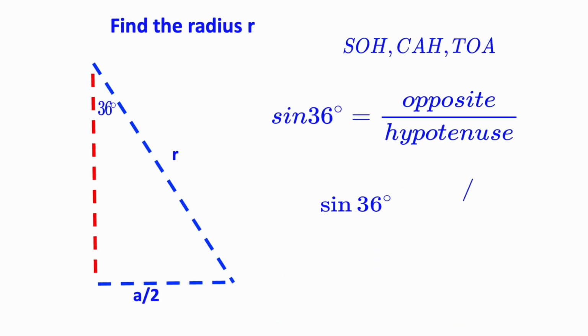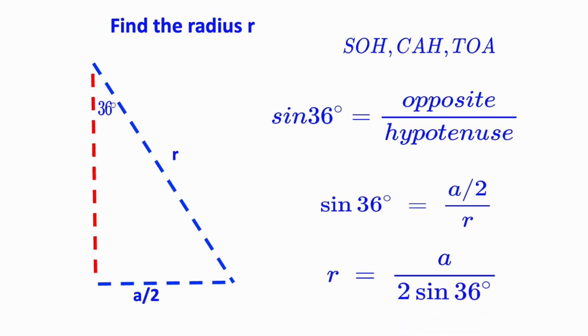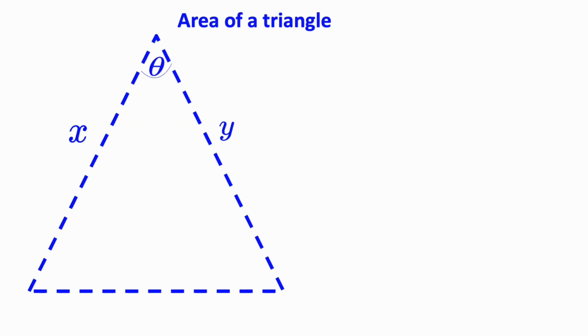Now let's use sine, because we know the opposite side, half of A, and we're trying to find the hypotenuse, R. So we say sine of 36 degrees equals A divided by 2 over R. Solving that for R gives us R equals A divided by 2 times sine of 36 degrees. Now we have a formula to find the radius in terms of A. Let's keep that handy. We'll need it very soon.